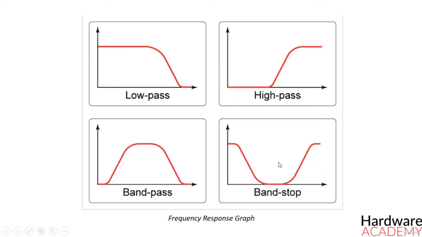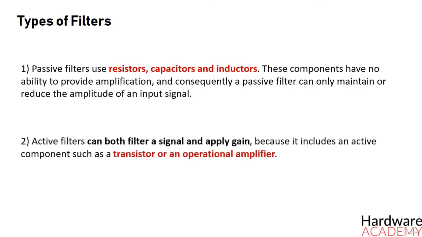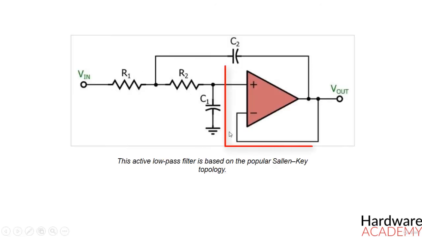Filters can also be classified according to the types of components that are used to implement the circuit. Passive filters use resistors, capacitors, and inductors. These components have no ability to provide amplification, and consequently, a passive filter can only maintain or reduce the amplitude of an input signal. An active filter, on the other hand, can both filter a signal and apply gain, because it includes an active component such as a transistor or an operational amplifier.